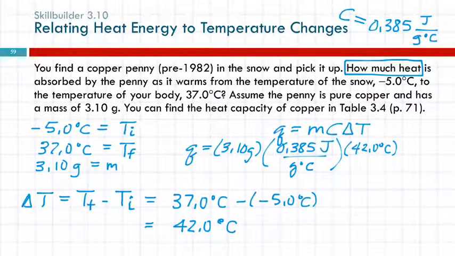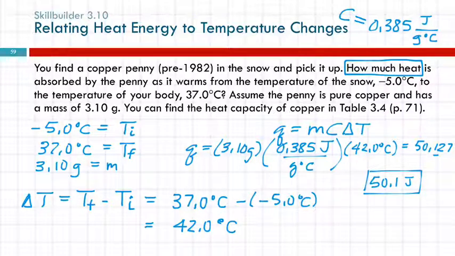0.1 times 0.385 times 42. So 50.127. All of the numbers in there had 3 sig figs, and so this is going to have 3 sig figs, and it's going to take 50.1 joules. It absorbed 50.1 joules of energy from your hand. Any questions?